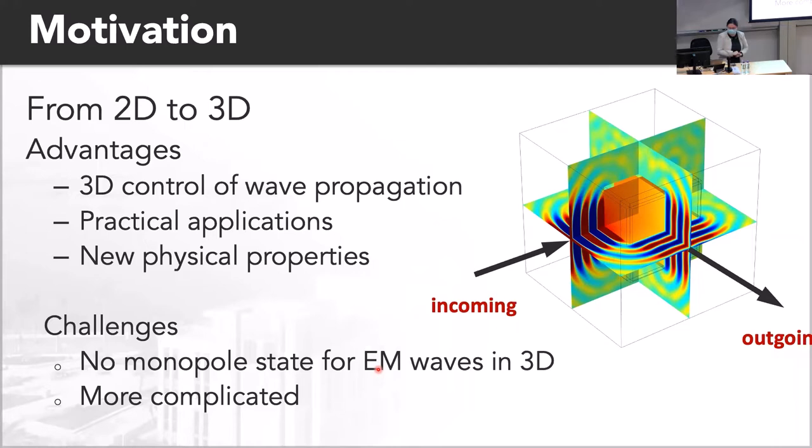there's no such equivalence. The three-dimensional EM wave and the three-dimensional acoustic wave are different. The three-dimensional acoustic wave is a scalar wave, while the three-dimensional electromagnetic wave is a vector wave. So there will be some more possibilities to study in three dimensions in the next material.